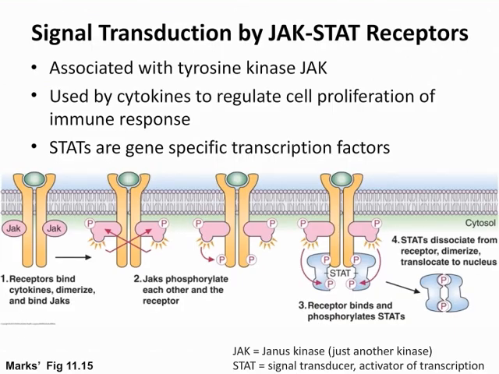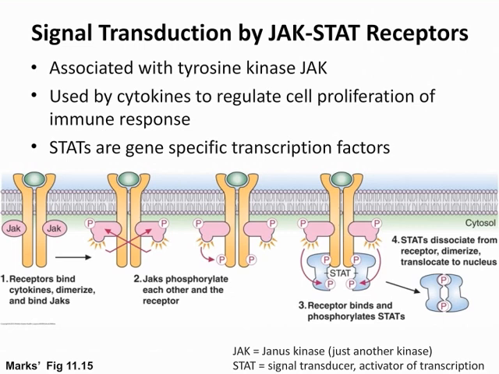Here again, we talked about JAK-STAT receptors earlier. It just goes a little more in detail, but nothing really new. Once your hormone binds to the receptor, it's going to activate your JAK-STAT receptor. Step 1, the receptor binds to the cytokine, dimerizes, and binds JAK. JAK is your Janus kinase, so they're going to phosphorylate each other in step 2, and as soon as that happens, it's going to phosphorylate the receptor also.